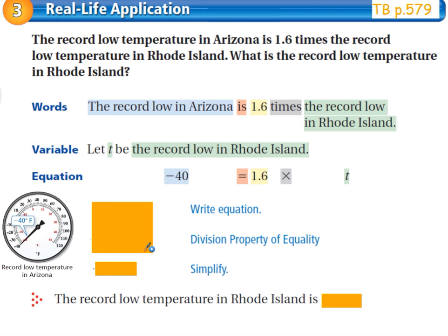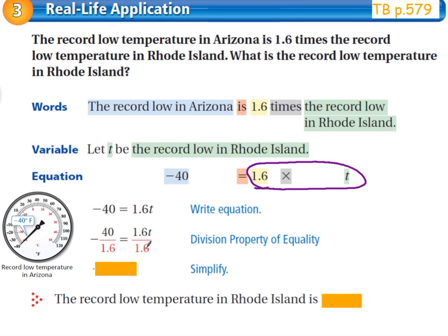So we write the equation and apply the division property of equality, because right now we're multiplying by 1 6/10, so I need to divide both sides by 1 6/10. And my answer is -25. So the record low temperature in Rhode Island is -25 degrees.